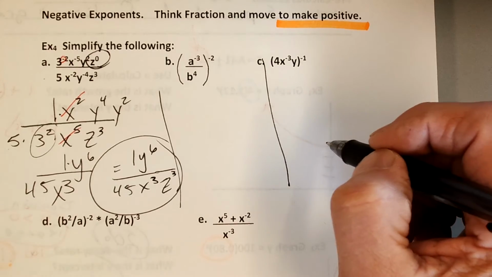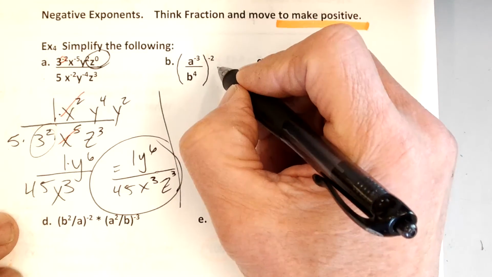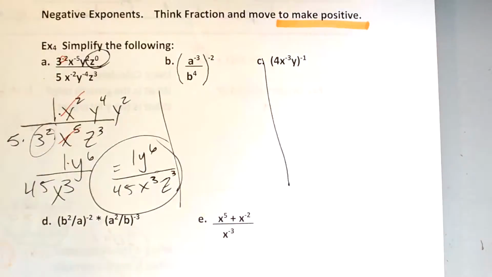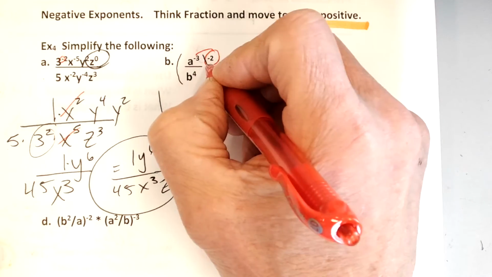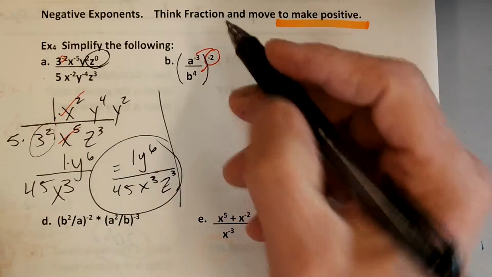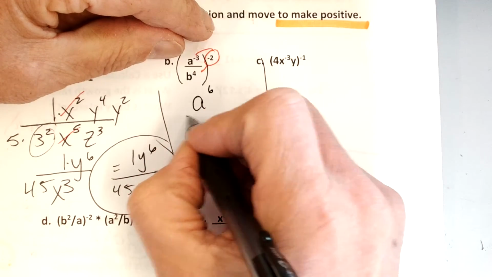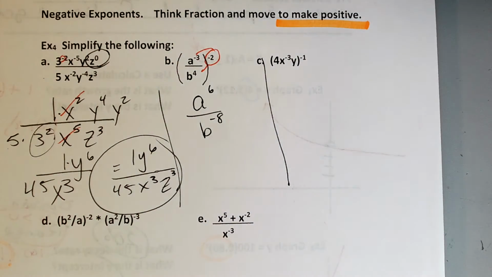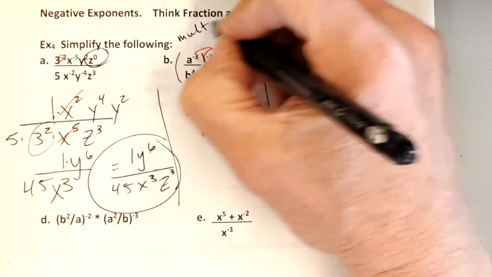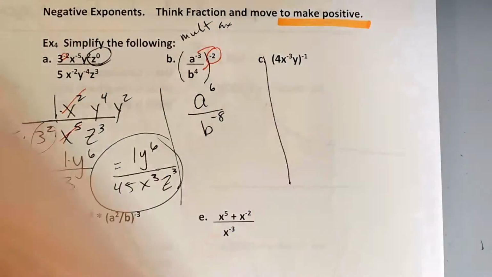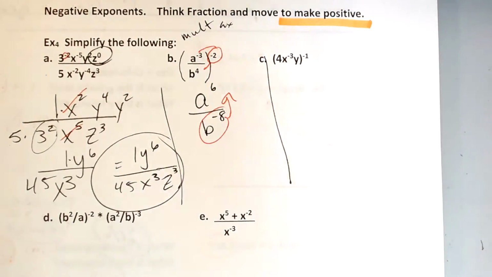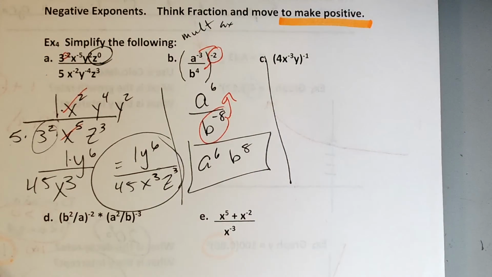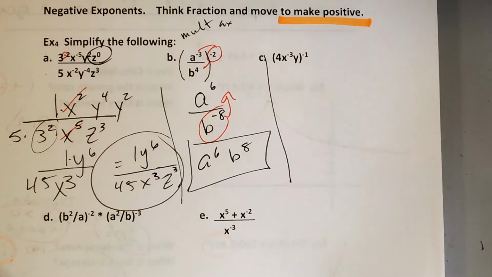All right, B. So before I do B, there's two ways. I can bring this and switch it down and then take care of the negative, but it's probably easier to bring through the negative first. I'm going to bring through the negative first on B. So I'm going to have an a to the positive 6 over b to the negative 8. Okay, bring through the negative exponent. So I multiply the exponent. And then I'll just bring this term up because it's negative, so I'll have an answer of a^6 b^8.